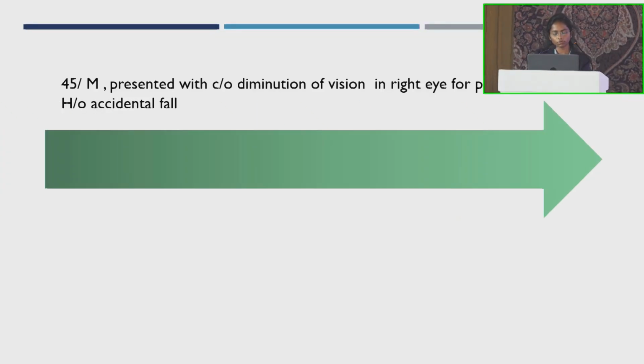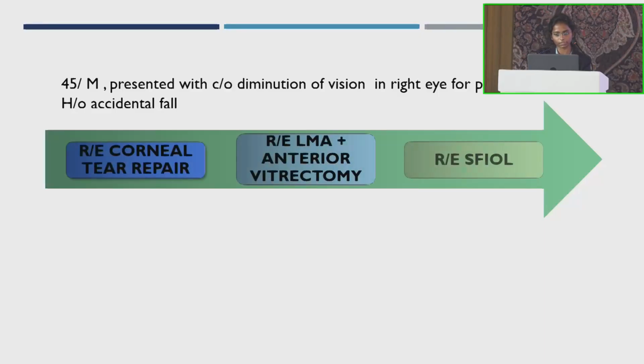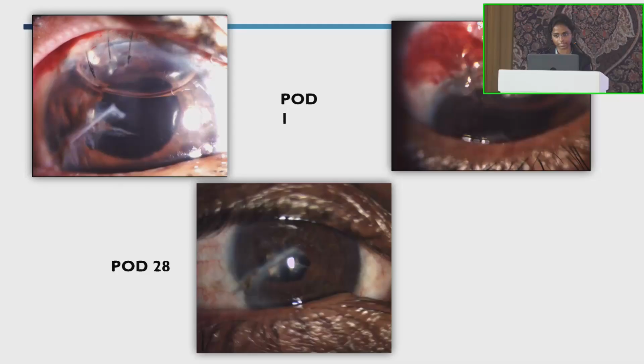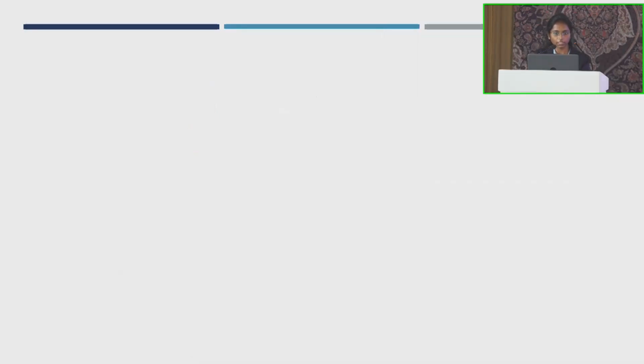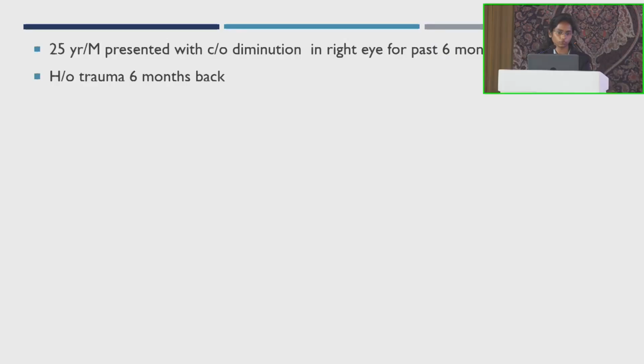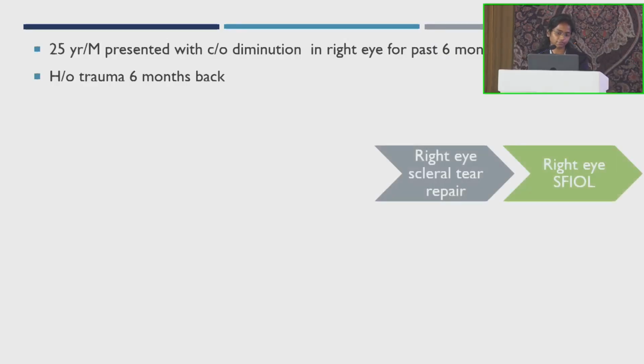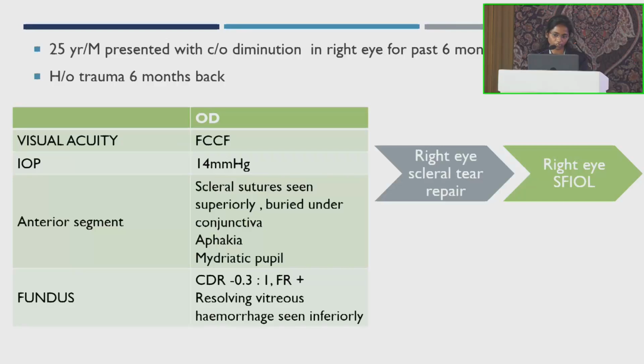The third case was of a trauma patient who had corneal tear repair. Post corneal tear repair, he had to go for vitrectomy, and then SFIOL was planned in this case. And these are the post-op pictures where you can see the IOL in the center. The fourth was a case of a young male post-trauma who had scleral tear repair, and a similar technique, SFIOL, was performed in the same patient.